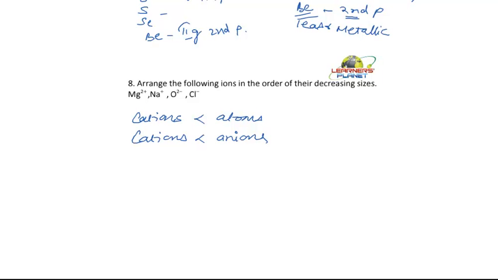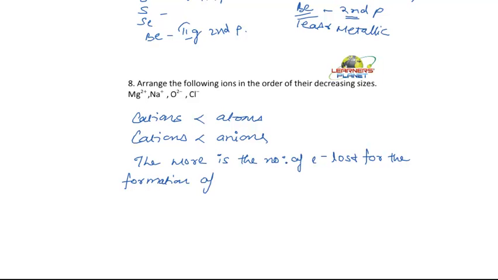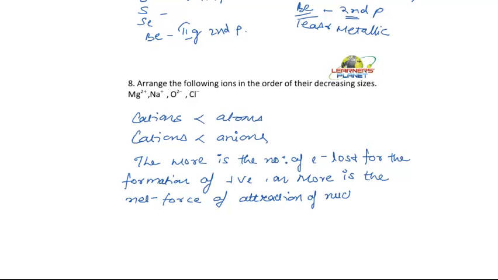What all are the cations here? The more is the number of electrons lost for the formation of a positive ion, the more is the net force of attraction of the nucleus on the electrons, right? And less will be the size.